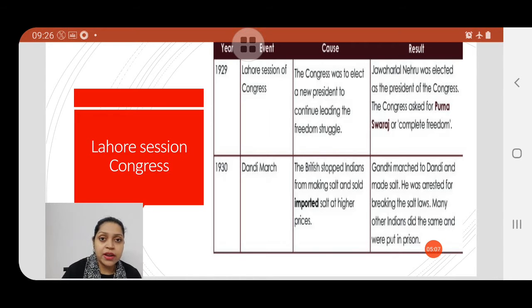Before this, the Congress were protesting against the inhuman, unkind, cruel treatment of the British. They were protesting against the low wages paid to the workers and everything. But this time, for the first time, they asked for complete freedom. It means you give the country of India to Indian people and you leave India. Who should leave? The British people. So next we come to 1930. You can see 1930.